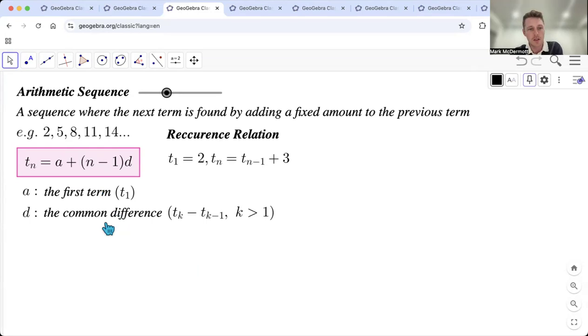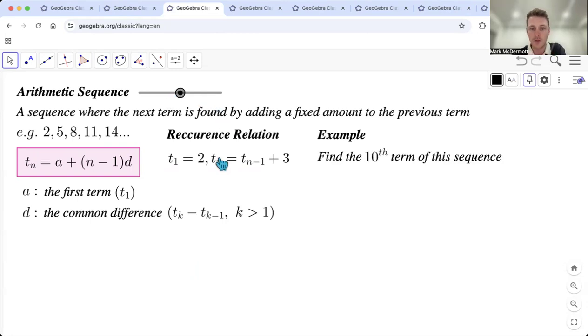Okay, the common difference is very easily found. You take t sub k, whatever some term is, and then you subtract the previous term. So t sub k minus t sub k minus 1. So 5 minus 2, or 8 minus 5, or 11 minus 8. And that will tell you what the common difference is, which is D. So that's what we call the nth rule for an arithmetic sequence.